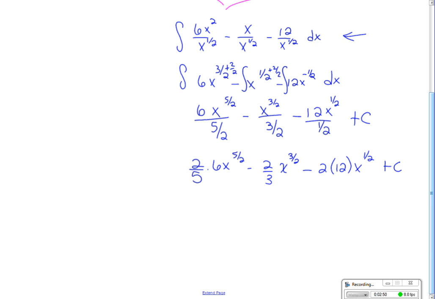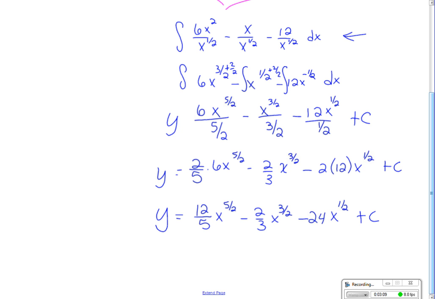Now that we've got that step done, maybe just a little bit more simplifying, I'd have 12/5 x to the 5/2 minus 2/3 x to the 3/2 minus 24 x to the 1/2 plus c. This is my general solution. It is called a general solution because we have just a general constant added to the end. Soon we're going to find out how to get a specific solution if we know some initial conditions.